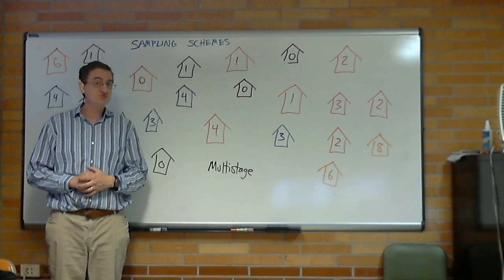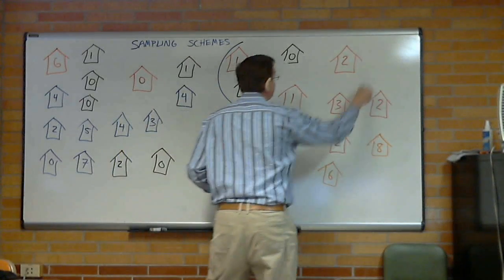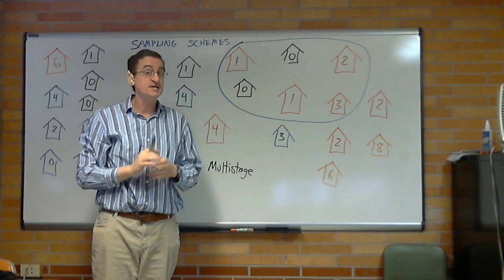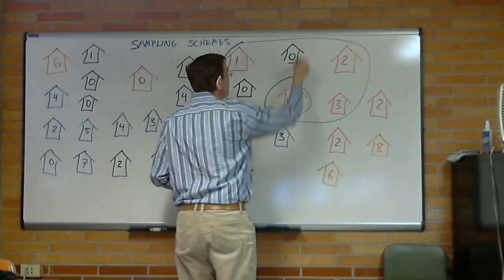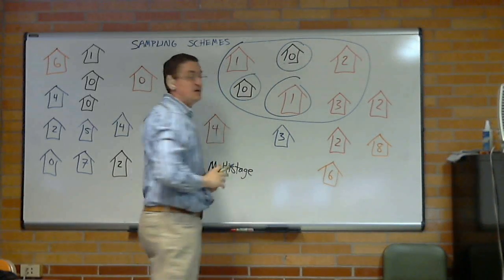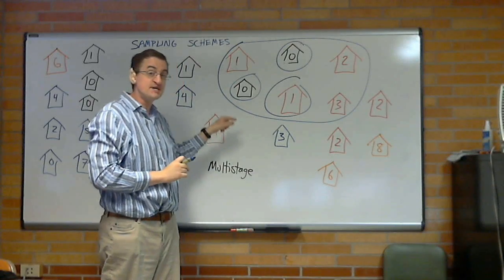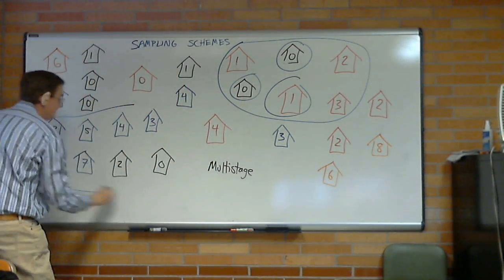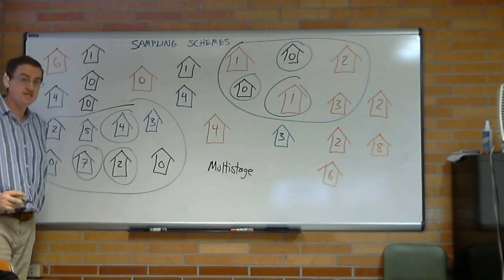Multi-stage takes the clustering idea one step further. Again, we group the population into clusters and we randomly select some but not all of the clusters, and then we randomly select some of the homes in that cluster but not all of them. A cluster sample would select every home. Multi-stage, we've now selected only a few houses within that neighborhood. We select this neighborhood and only select a few houses within that neighborhood.